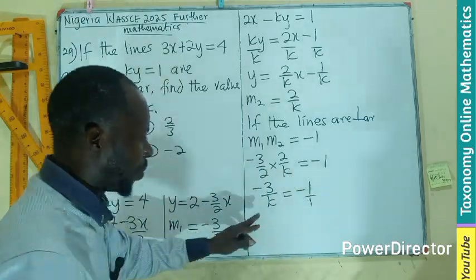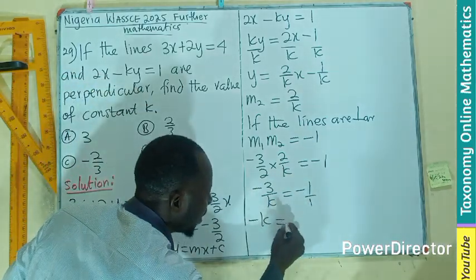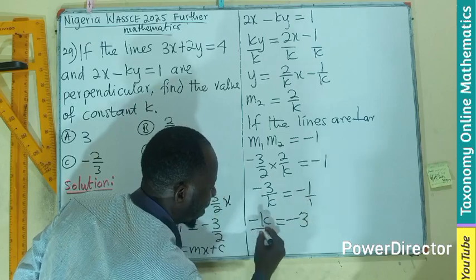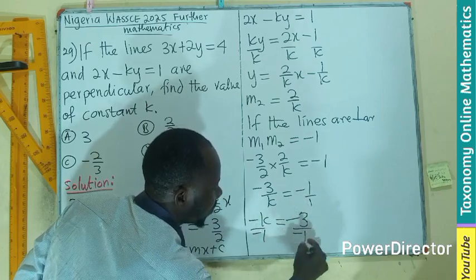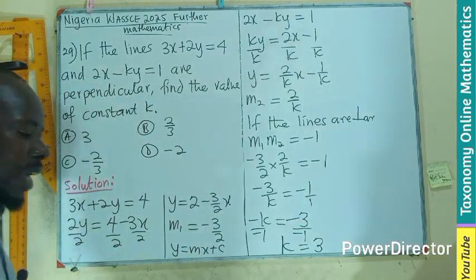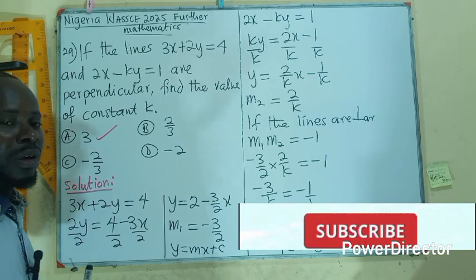When we cross multiply, this will multiply here as negative k. This will multiply here as negative 3 divided by negative 1. k will be 3. And looking into our possible answers, option A is the best to choose from here.